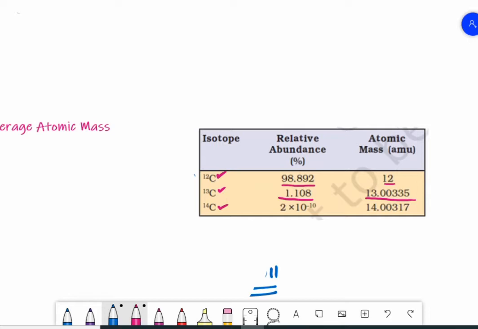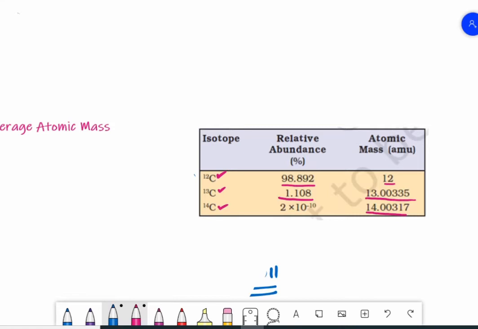It's about 2 into 10 to the power of minus 10. That is a very small percentage. Okay. And its atomic mass unit is 14.00317. So carbon has three isotopes. So how do we consider carbon's atomic mass? For this purpose, we will be calculating the average mass of all these isotopes, and that average mass will be considered as carbon atom's atomic mass.